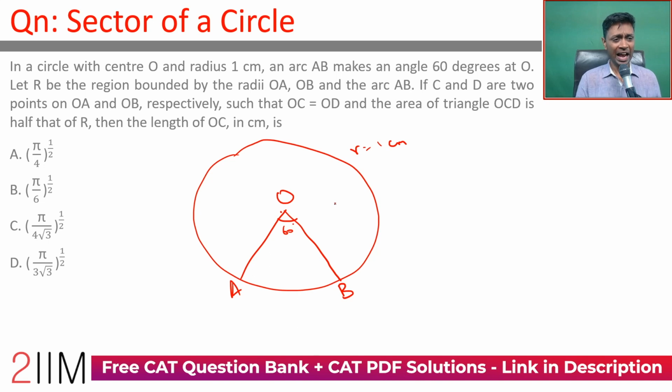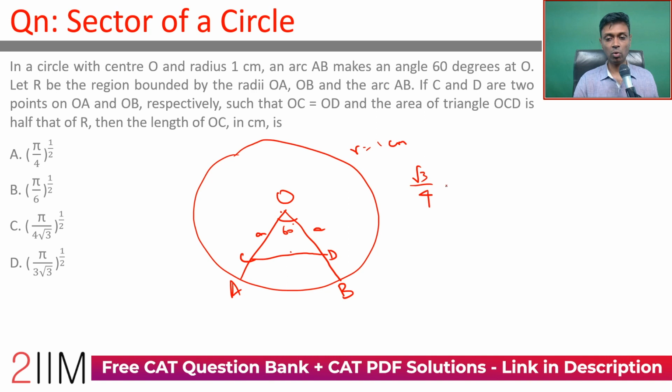What have we got? Let R be the region bound by the radii OA, OB and the arc AB. So the sector is R. If C and D are 2 points on OA and OB such that OC is equal to OD. Wonderful. So OC, OD, these two are equal. Let's say A and A. So it's an equilateral triangle OCD. The area of triangle OCD is half that of R. Area of triangle OCD is half of R.